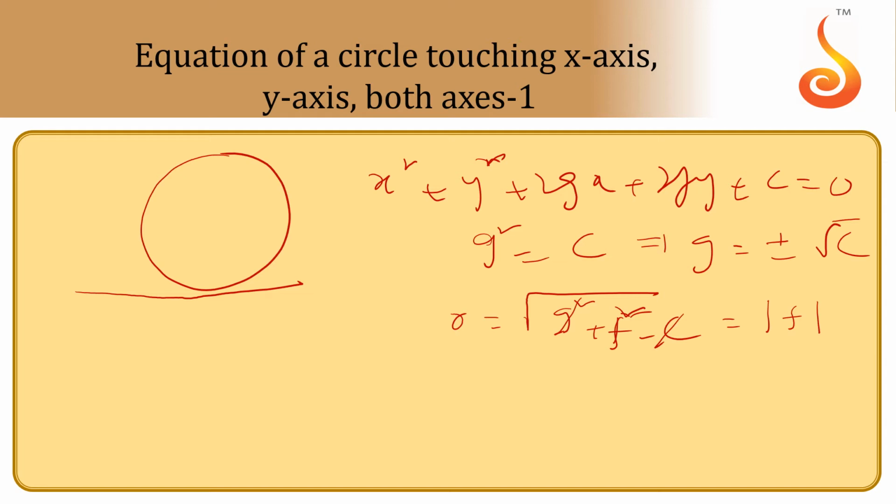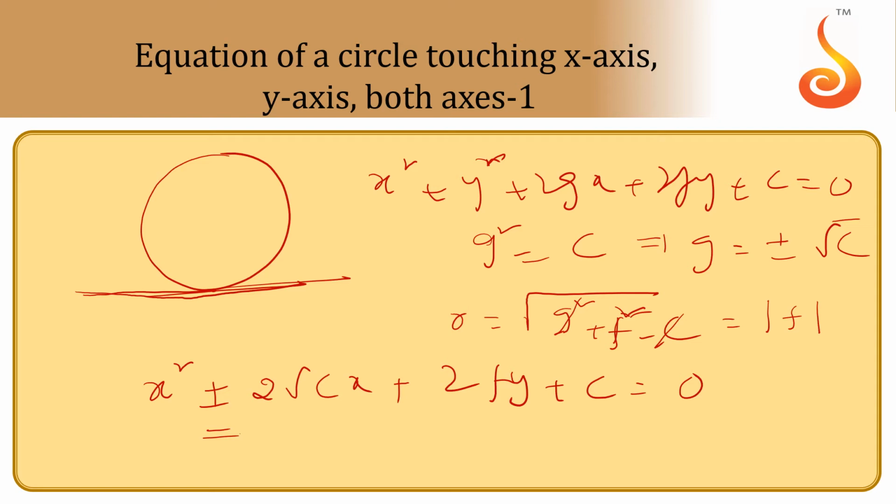So the radius of the circle will be mod f, and the center is minus g comma minus f. You can write the equation of the circle: x square plus y square plus or minus 2 root c x plus 2fy plus c equal to 0. So this is the equation of the circle. The circle can touch the x-axis from above or from below according to this plus or minus sign.